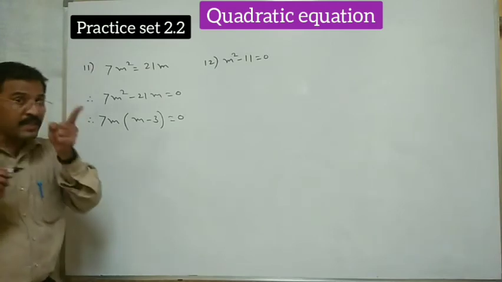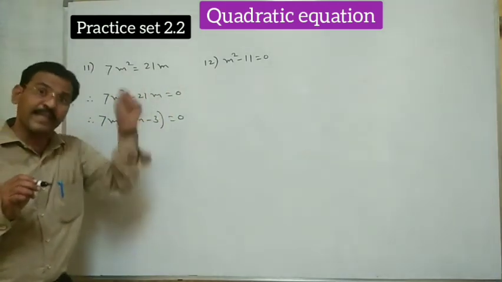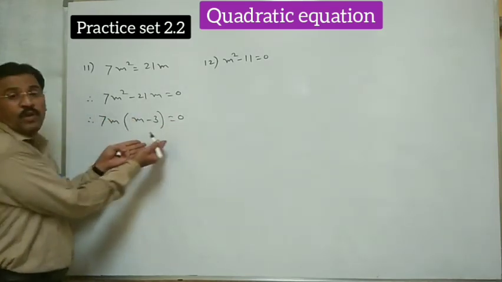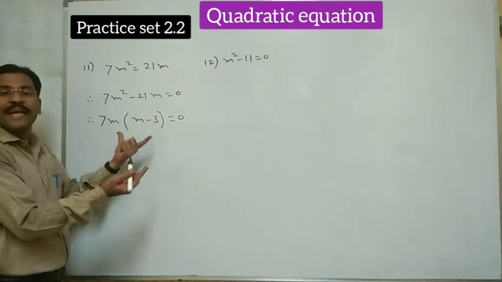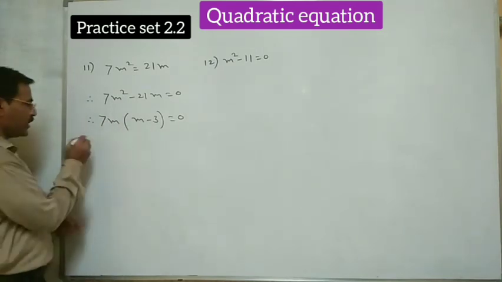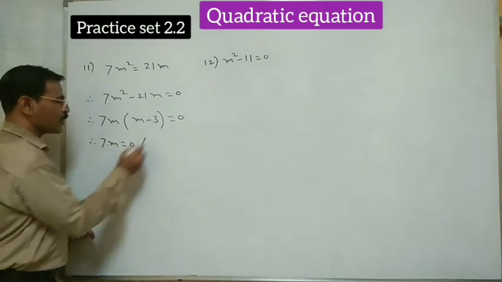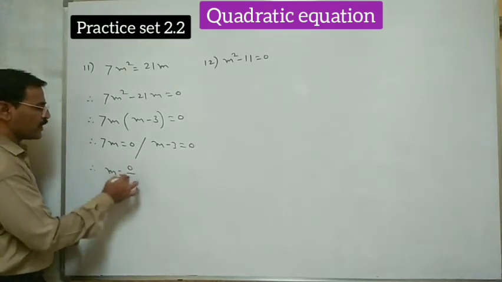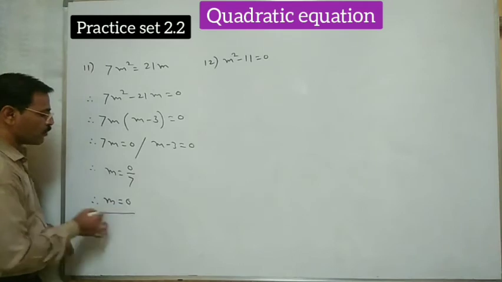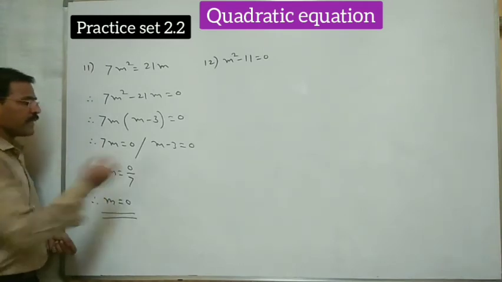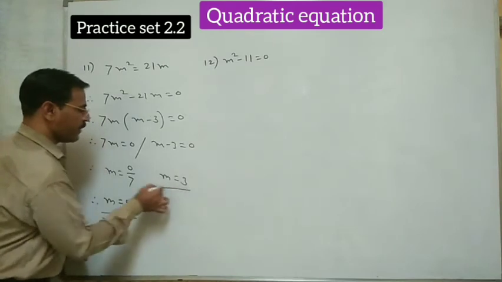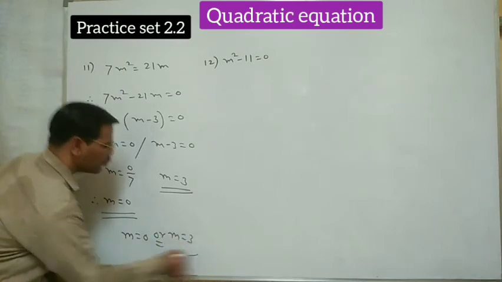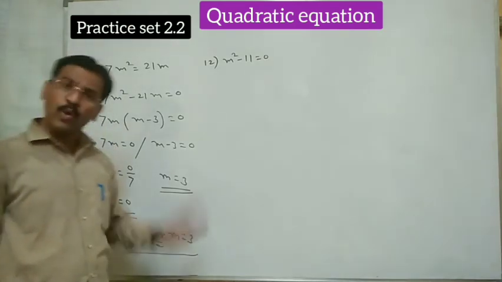Now, in the previous sum, 50 was there, that is why we multiplied. Here 0 is there. Straight away we make either this one 0 or this one 0. Why? We know if the product of two terms is 0, then either the first may be 0 or the second may be 0. Means 7m equal to 0 or m minus 3 equal to 0. What can we get? m is equal to 0 upon 7, that is m equal to 0. And m equal to 3. Means either m equal to 0 or m equal to 3. This is the solution.